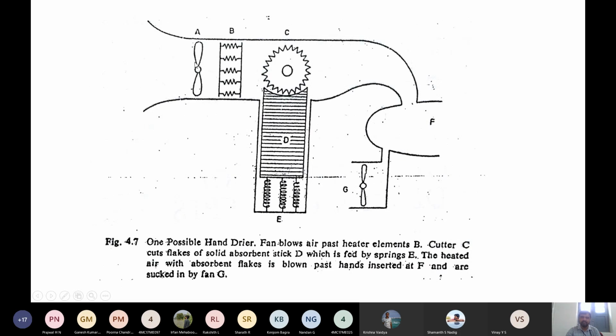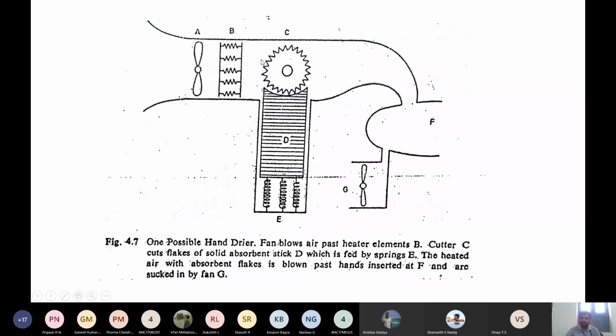So this is the fan. It will blow air to the heater. From the fan, this heater is going to receive air. That air is heated using this coil. So from the fan air is supplied, and that air is heated by the coil. Then the heated air will pass through this area.